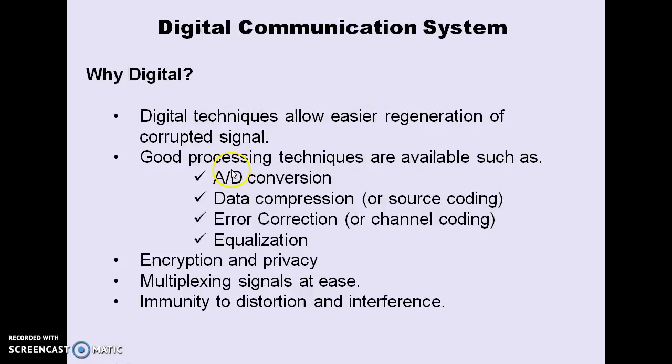There are some good processing techniques available for digital communication: analog to digital converter and vice versa, data compression or source coding, and error correction or channel coding, which we can implement with this digital signal. And there is equalization, a very important process that we can adopt for digital signals, because it is important for the removal of ISI. Also, encryption and privacy are very important, and we can easily implement encryption and privacy using digital signals.